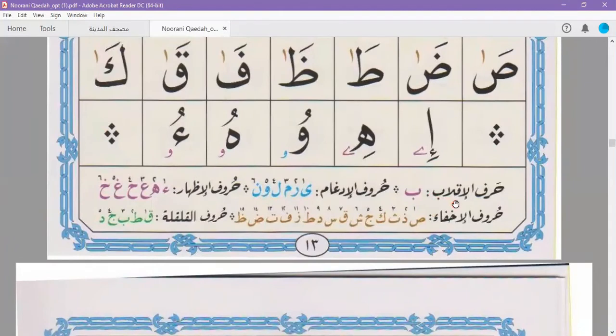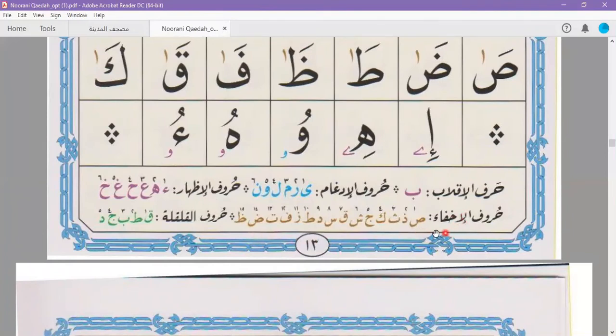And these four: iqlab, converting noon into a meem when a ba follows. Idgham, merging the noon sound with the following letter's sound if the following letter is one of yarmalun: ya, ra, mim, lam, waw, noon. Izhar, making the noon clear when the following letter is one of the throat letters. Ikhfa, hiding the noon sound and making ghunna when the following letter is one of the remaining letters.